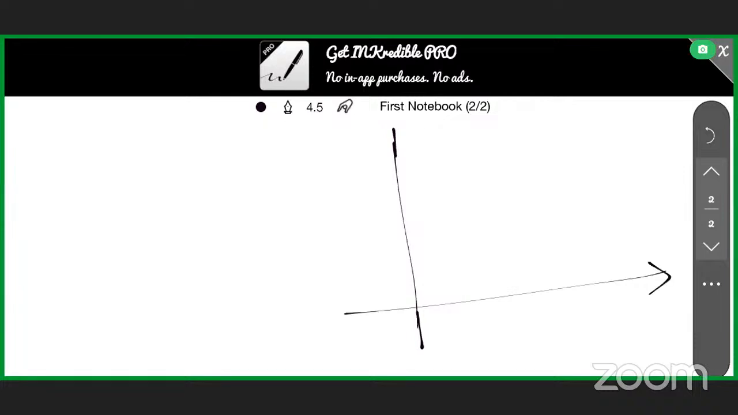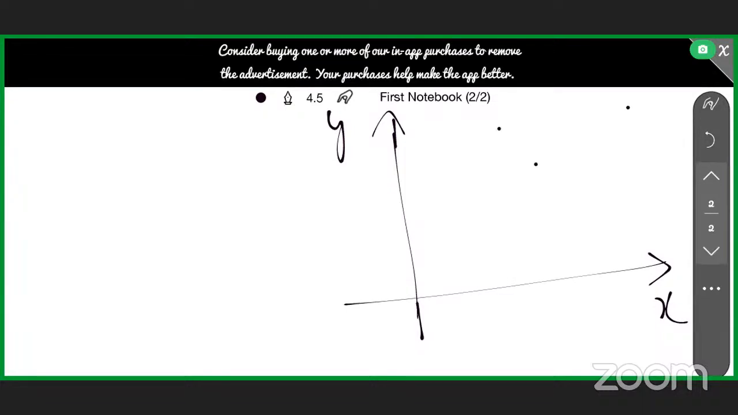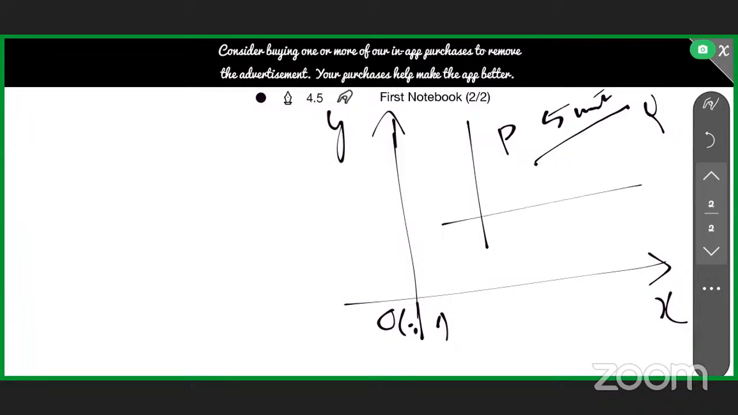What they're telling is, let us take this as my old x-axis and original y-axis. There is one point P and Q, and the distance of P and Q is 5 units. This is my origin, 0, 0. Now the origin is shifted to a new point 2, 2, O dash. Then what is the distance between P and Q?